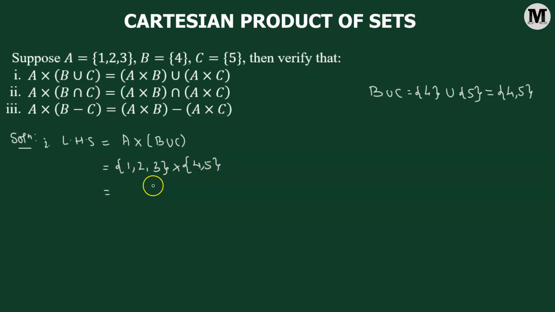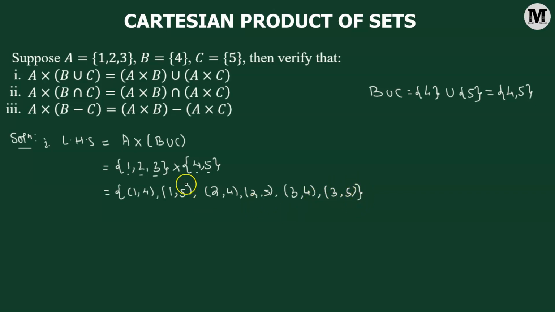Now we can take the Cartesian product. So we'll start with the first element of the set A, which is 1, and form an ordered pair with each of the two elements of B union C. So we are going to get two ordered pairs. One will be 1, 4, and the other is going to be 1, 5. Next, we will take the second element of the first set A and form an ordered pair with each of the two elements of B union C. So we will be getting 2, 4 and 2, 5. Next, we will consider the third element of the first set, which is 3, and then we will form an ordered pair with the two elements 4 and 5 to get 3, 4 and 3, 5.